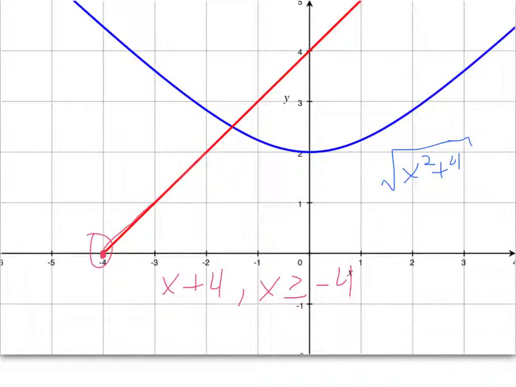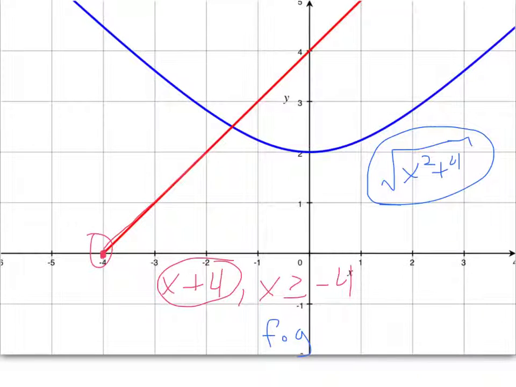Okay? And it asks the question, is f of g equal to g of f? Well, it certainly isn't in this case. We get two distinct functions. We get a linear function from the g of f, and we get the square root of this quadratic from f of g. So they are not the same. So f of g is not equal to g of f. Okay? And we're done.